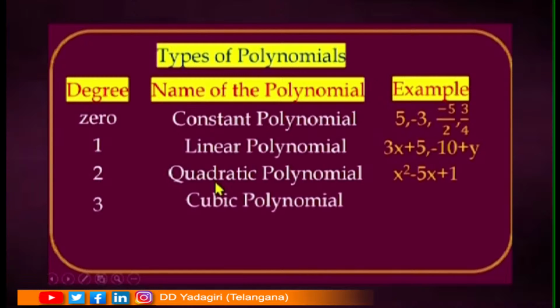A cubic polynomial has degree 3. You can take an example as x cube minus x square plus 2x minus 3. So you can create your own examples.